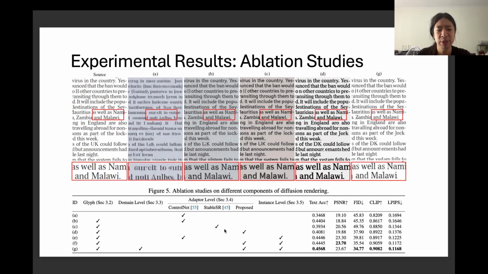And C and D are different ways of doing the adapter-level improvement, and we can see that by combining the advantages of ControlNet and StableSR, we are already able to achieve a very nice reconstruction. But along with all the other improvements, for example the domain-level improvement and instance-level improvement, our final result is really similar to the source, even at a really low bitrate. And we have metrics showing a really high text accuracy and a really good perceptual quality.